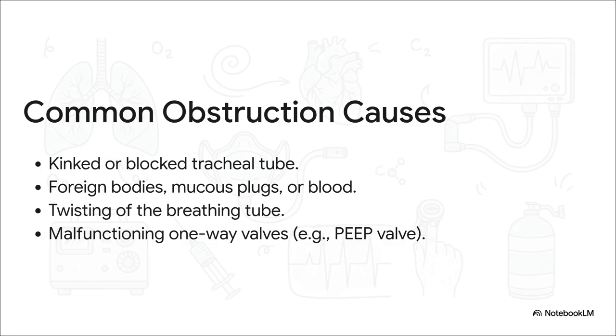A kinked endotracheal tube is the classic example we all think of, but we also have to consider things like mucus plugs, blood clots, or even a mechanical fault like a stuck expiratory valve. This is where monitoring our airway pressures becomes absolutely indispensable. A sudden, sharp spike in pressure is often our first and sometimes only warning of a life-threatening obstruction.